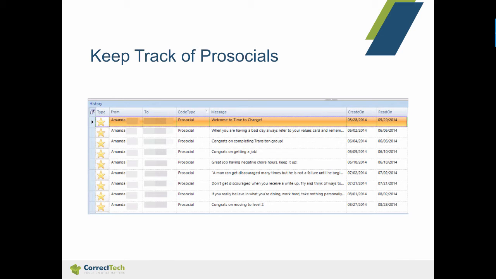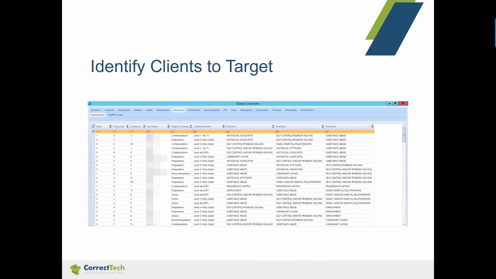Clients can also go back through and look at their positive reinforcements and be reminded of all the good stuff that they've done. It's also important to try to identify which clients to target for positive reinforcement. So on this particular screen, I can show you that CorrectTech tracks how many pro-socials and how many violations clients have received within specific time frames.